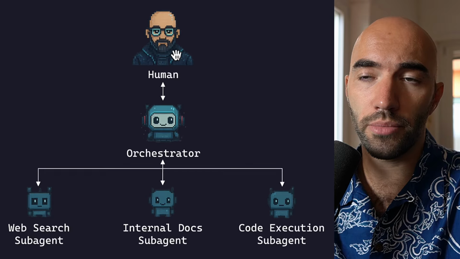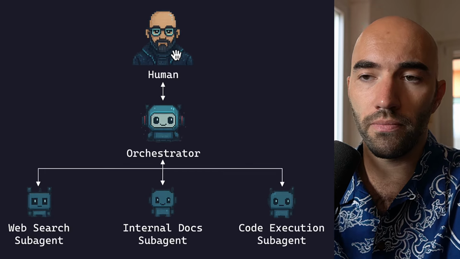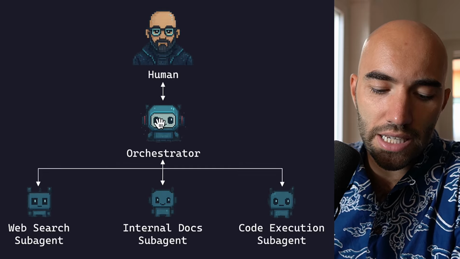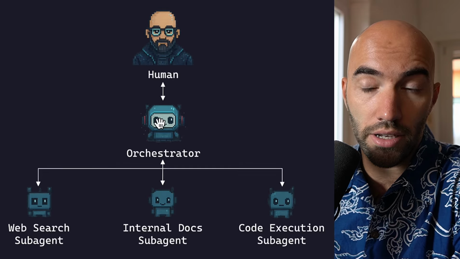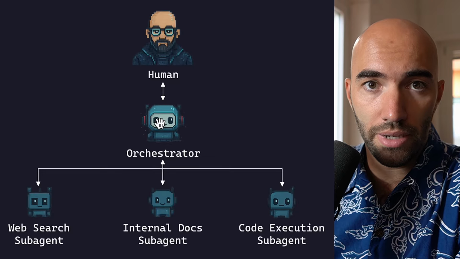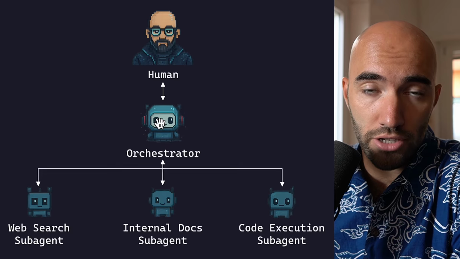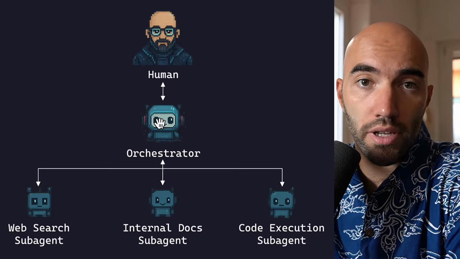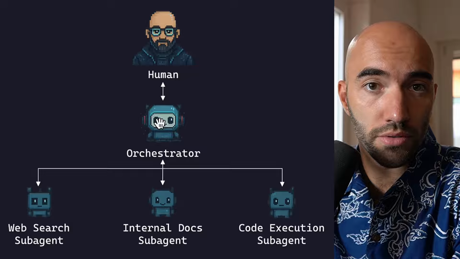Okay, so human, we send our question. That will come down to the orchestrator. The orchestrator is going to see that, and the orchestrator will decide what to do. Will it refer to a subagent for some additional information? Will it respond directly? It can do either of those. It can also refer to multiple subagents.